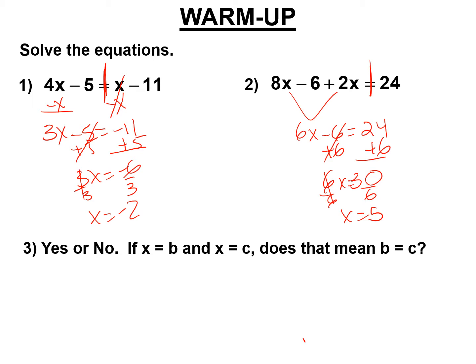It says yes or no, if x equals b and x equals c, right? B and c are both equal to the same thing, x, right? And x has to be the same number when you're talking about the same problem. Does that mean b equals c? And the answer to that is yes, okay? And we're going to use that today. Because if b equals this and c equals this, they do have to equal each other.